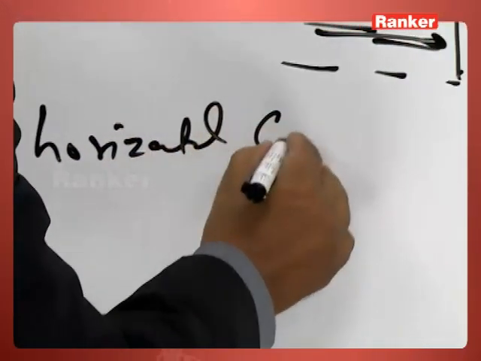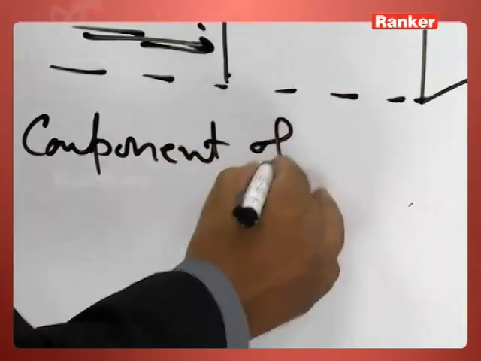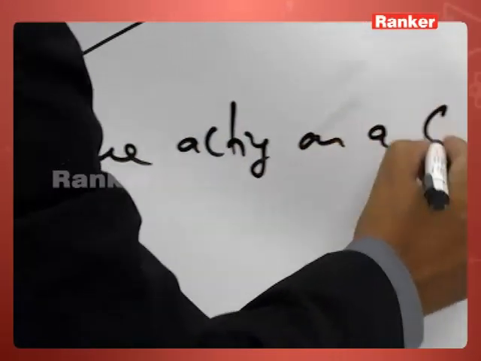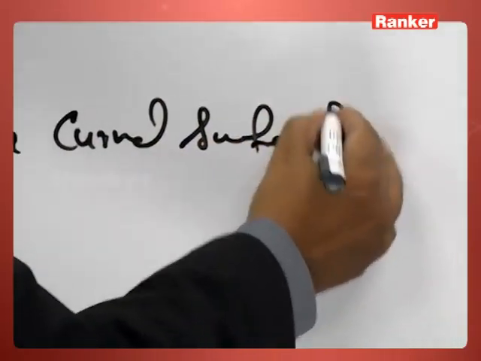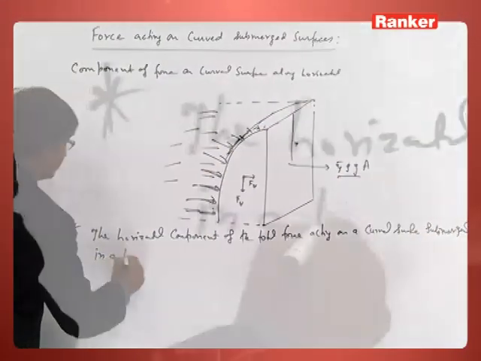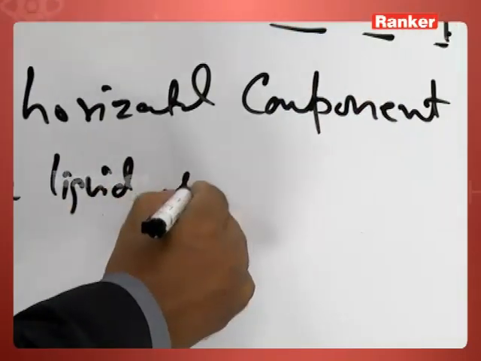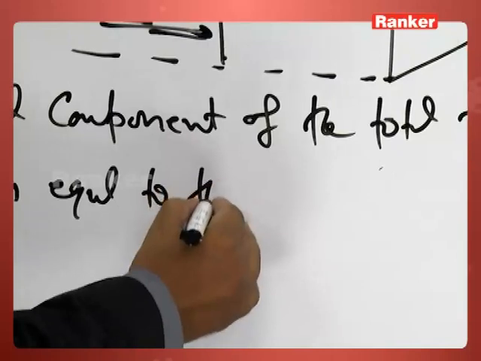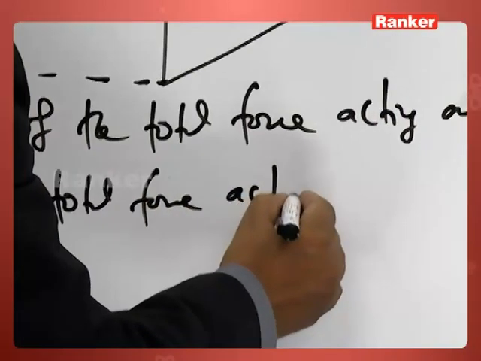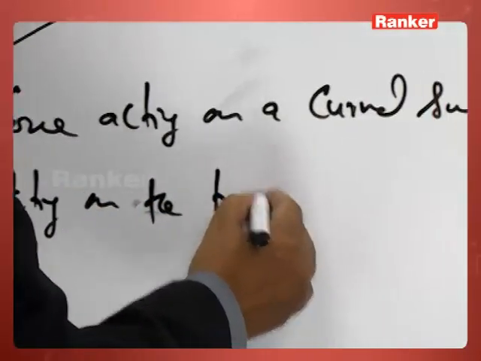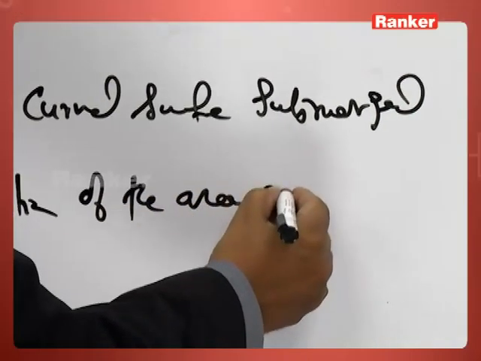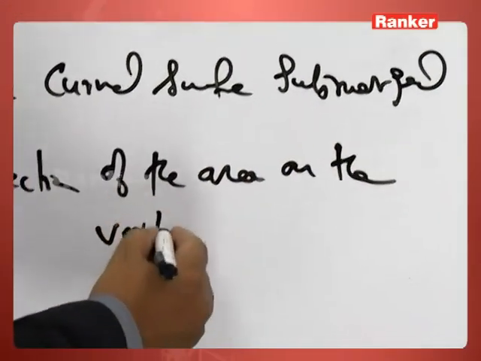The horizontal component of the total force acting on a curved surface submerged in a liquid is equal to the total force acting on the projection of the area on the vertical plane.